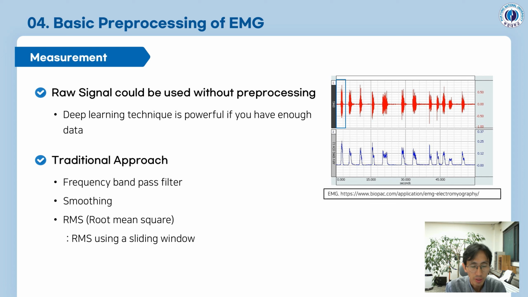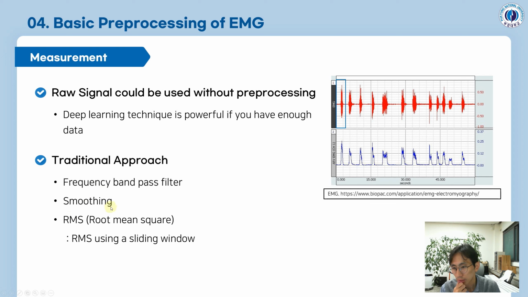And a notch filter for 50 Hz or 60 Hz is going to be necessary if your device is used with other electric devices near your measurement tool, because this kind of 60 Hz or 50 Hz noise could be attached to your signal.